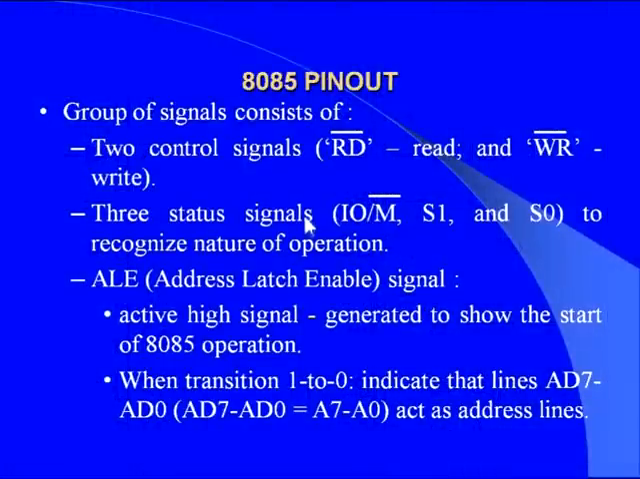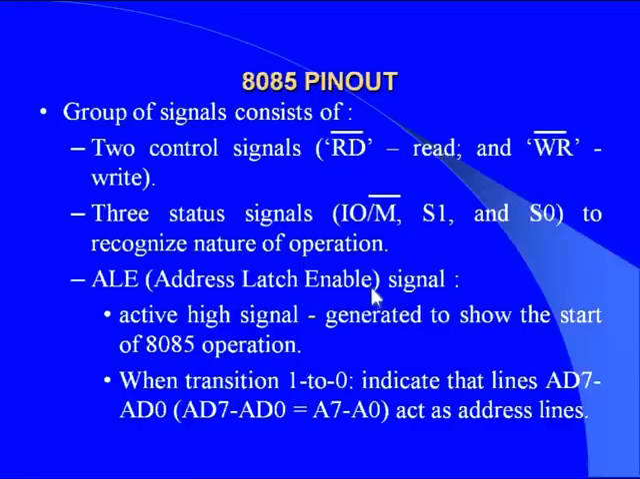Generally, during the interfacing of peripherals and memory, S0 and S1 are not used. They use the 2 control signals, read bar and write bar, and one status signal called IO bar M bar. Another important pin is ALE, that is address latch enable, which is pin number 30. We know that the lower order address bus is multiplexed with the data bus. So ALE is used to demultiplex the address and data bus.